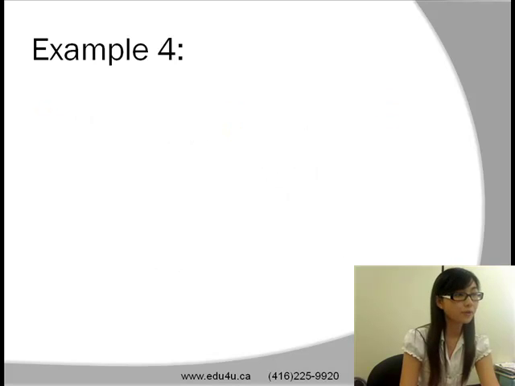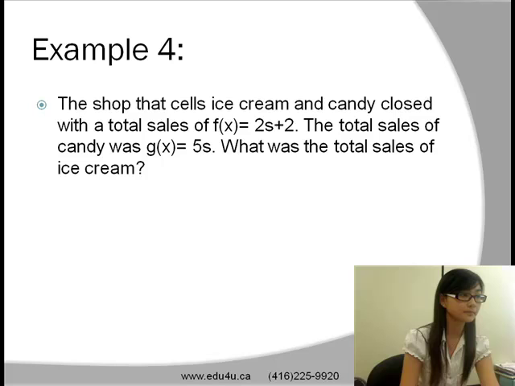Now let's look at example 4 from your learning resources. The shop that sells ice cream and candy closed with a total sale of f of x equals 2s plus 2. The total sale of candy was g of x equals 5s. What was the total sale of ice cream?